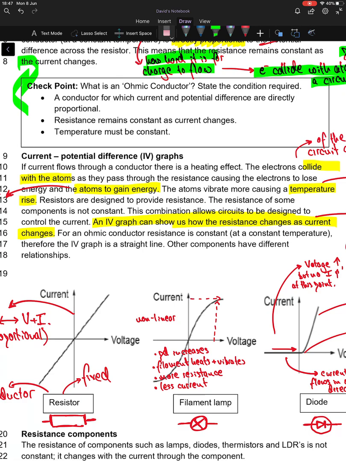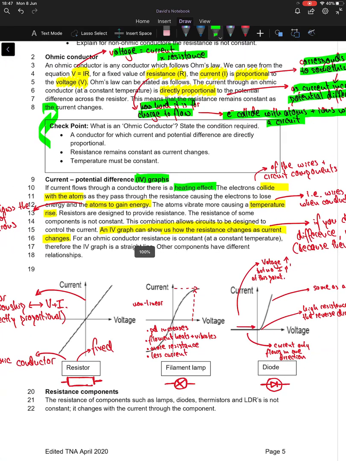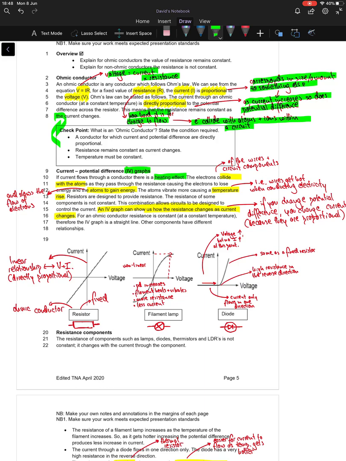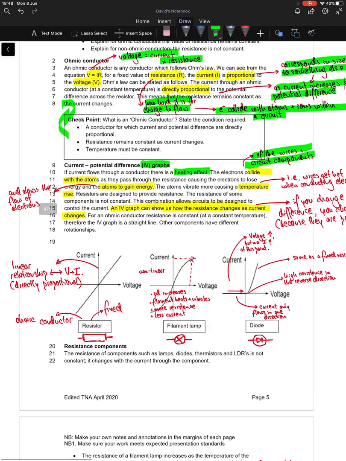So let's go through the second paragraph. Current potential difference graphs, or as you might see written, IV graphs. If current flows through a conductor, there is a heating effect. The electrons collide with the atoms as they pass through the resistance, causing the electrons to lose energy and the atoms to gain energy. So, if we think about this a little bit more directly, the electrons collide with the atoms as they pass through the resistance. So the atoms of the wires and the circuit components, the filament bulbs, the resistors, the light bulb, the variable resistors, the atoms that make them up.